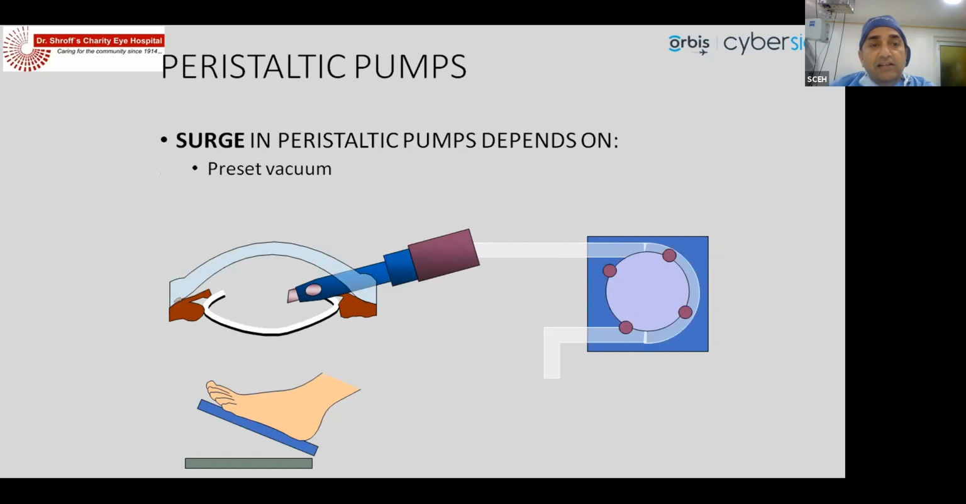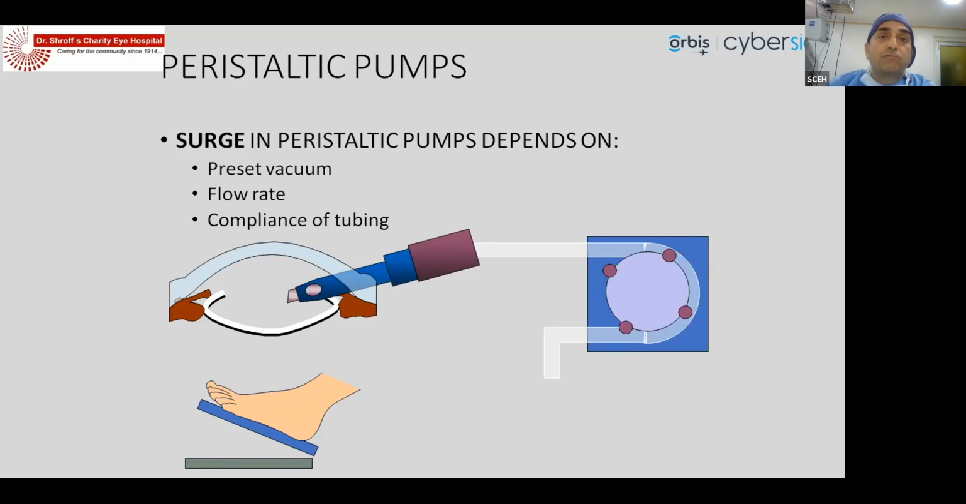Now, peristaltic pumps. The surge in a peristaltic pump depends on the preset vacuum. If the vacuum is high, you have a higher risk of surge. The greatest risk is when you have the last piece, because you don't have any cushion below. There's no piece preventing it between the tip and the posterior capsule.